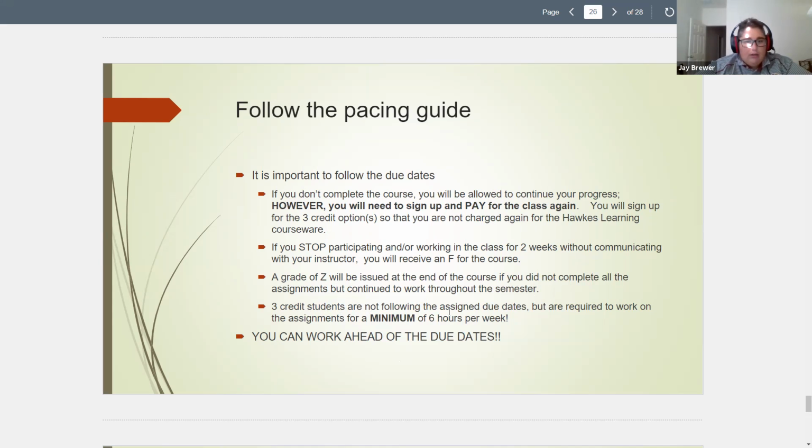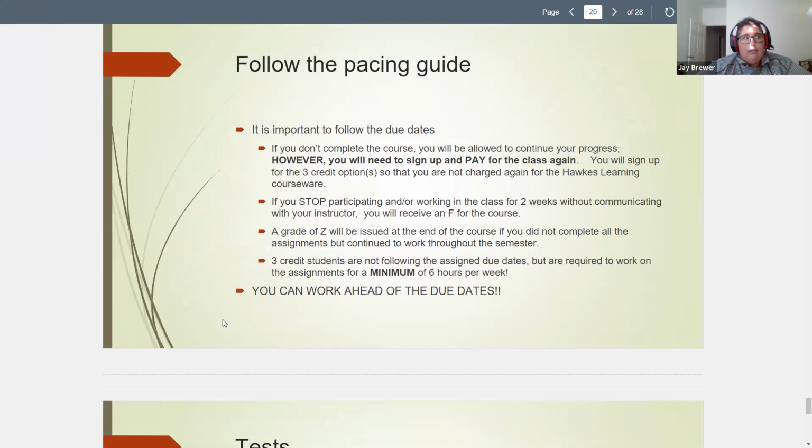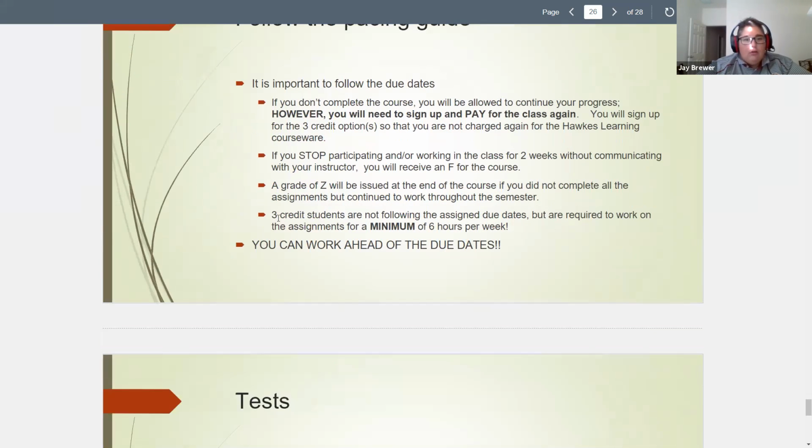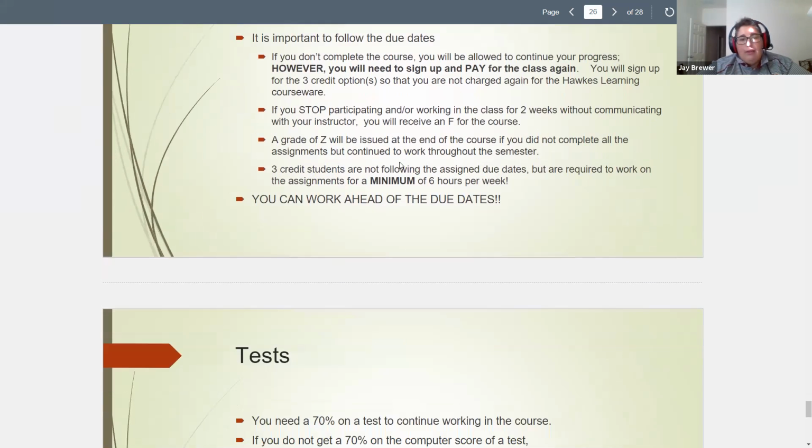3 credit students are not following the assigned due dates, but are required to work on the assignments for a minimum of 6 hours per week. The reason it's 6 hours and not 2 to 3 is because you really want to try and get this class done. If you drop the number of hours per week, then you have a chance that you're not going to finish your work. So again, 3 credit students, you don't need to worry about the due dates because you might be really far ahead of them, but you are required to work a minimum of 6 hours. I do apologize. Earlier, I said you could work 2 to 3, but for this class, you have to work 6 hours. You can work ahead of the due dates.